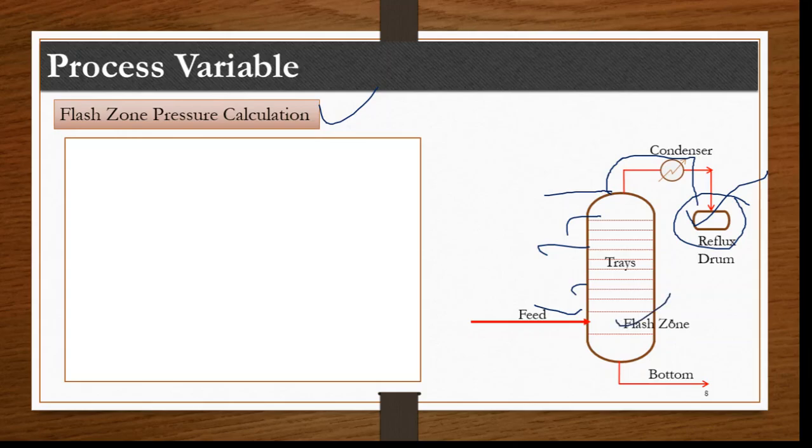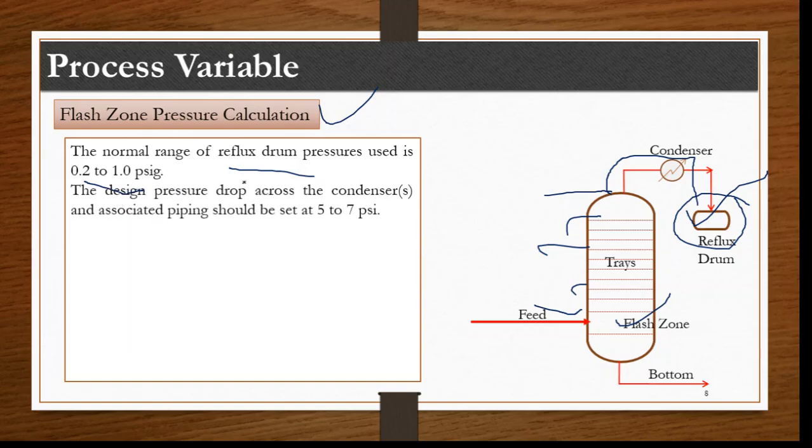If we want to calculate the pressure at the flash zone, we need to find out, for example, the reflux drum pressure is 0.2, so 0.2 to 1 psig means it is almost at atmospheric pressure. Psig means gauge value. We are considering these values with reference to the atmospheric pressure. Then there will be a pressure drop across the condenser and pipe, that can be taken as 5 to 7 psi. So that is the pressure drop.